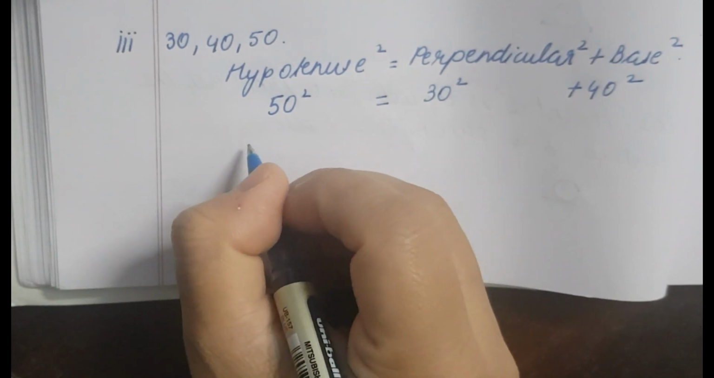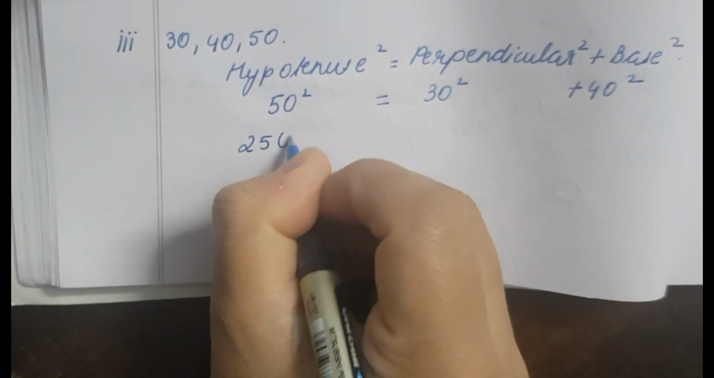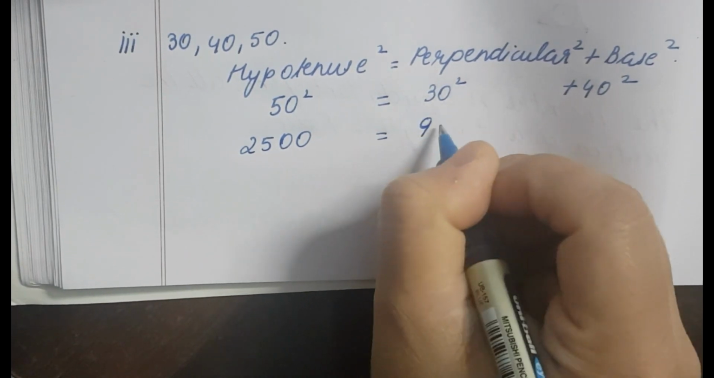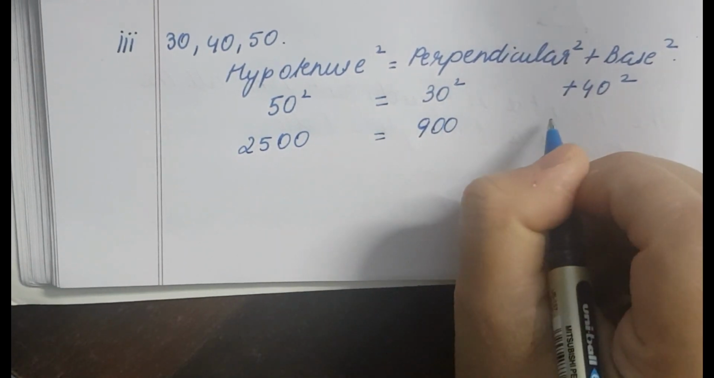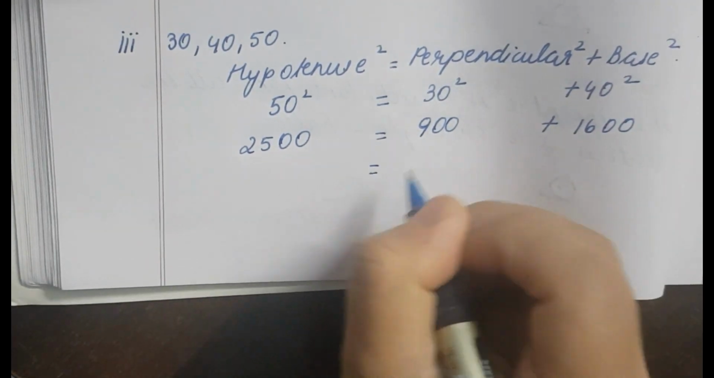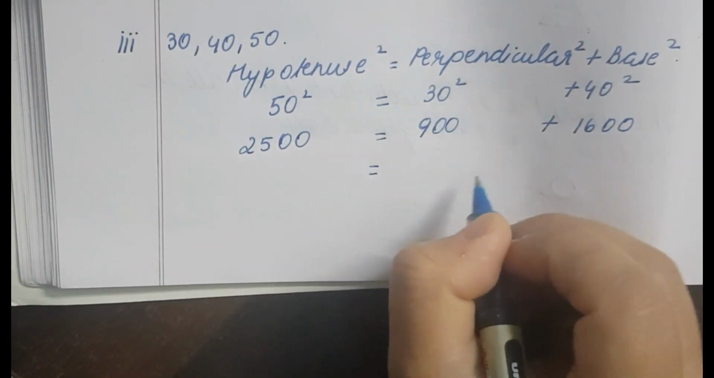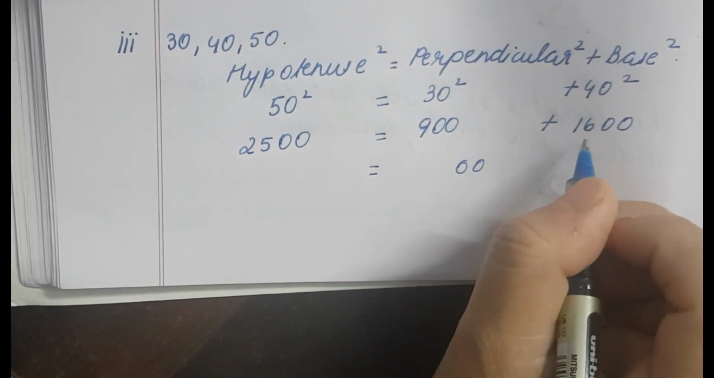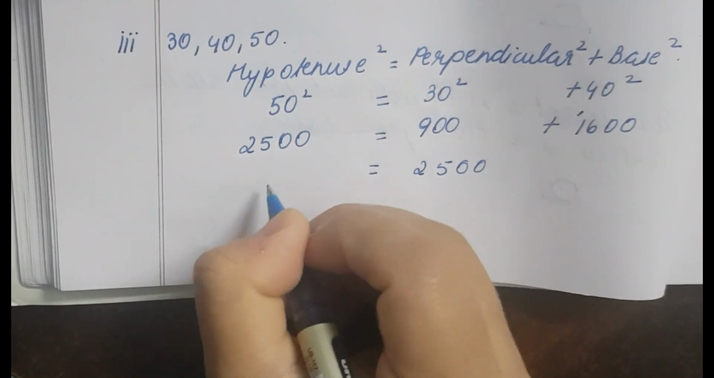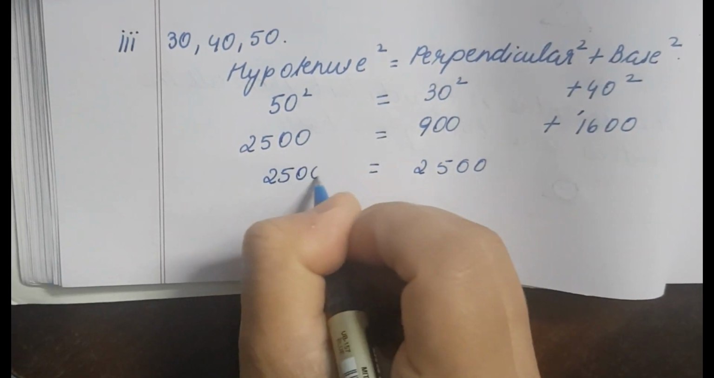So 5 5s is 25, two zeros can be added. Similarly 3 3s are 9, 900, two zeros can be added, plus 4 4s are 16, two zeros can be added. So now if we add this, we should get 2500. So 0, 0, 9 plus 16 is 25, so 2500. So here also 2500, so it is equal.